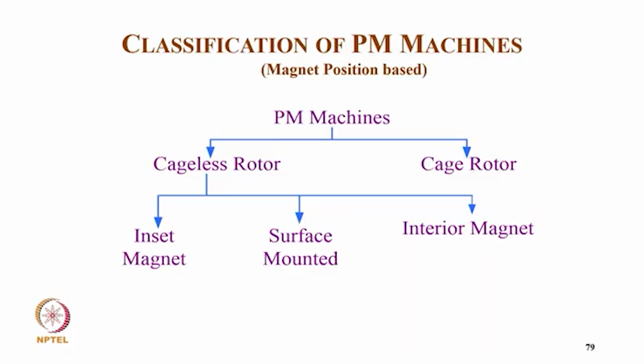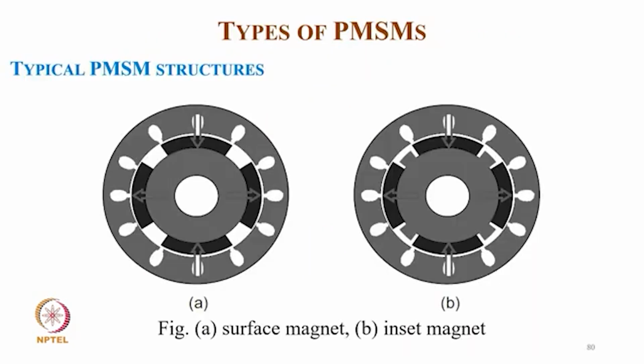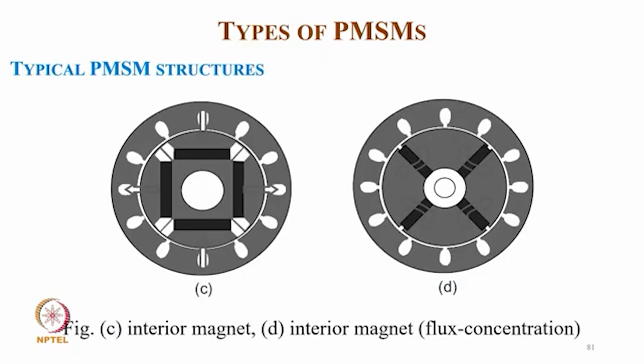So now I hope by this time you are already convinced why you use this permanent magnet synchronous motor. These permanent magnet machines can virtually be classified in two categories: with cage rotor, without cage rotor, that is cageless rotor. So it can be inset magnet, or surface mount, or interior buried magnets. Typical examples of magnet structures are here: surface magnet, as you can see the magnets are on the surface, and second case is inset magnet.